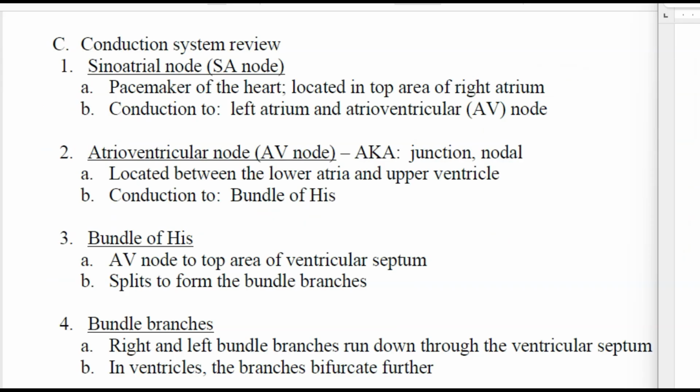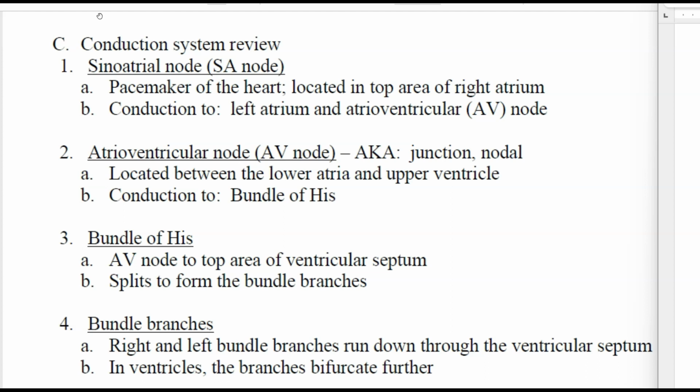The sinoatrial node, or SA node, is the pacemaker of the heart. It's located on the top area of the right atrium, and the conduction goes to the left atrium and the AV node. We also have the AV node, or atrioventricular node, also known as the junctional node, located between the lower atria and upper ventricles, and the conduction goes to the bundle of His.